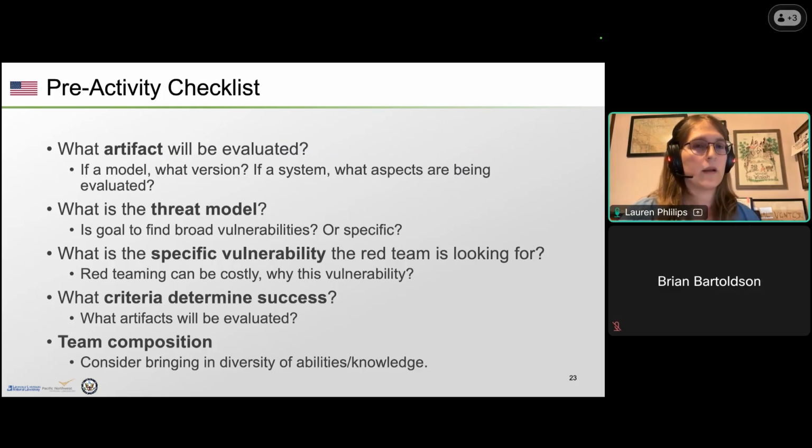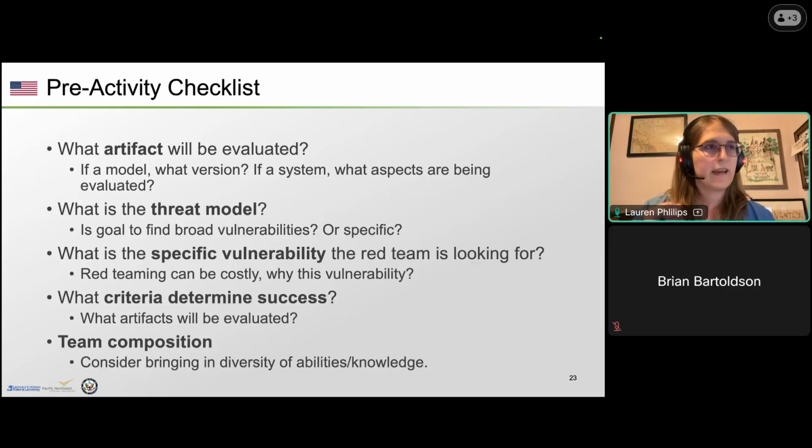We want to think about what is the threat model that we're worried about. So what part of the model is maybe vulnerable, or are we just looking very broadly? We might be thinking about specific vulnerabilities. Bio risk would be an example, but release of private information would also be a specific kind of vulnerability we might want to look into.